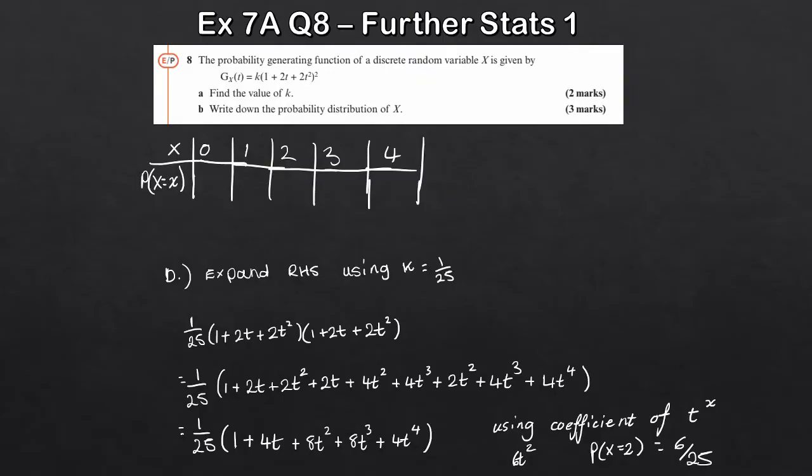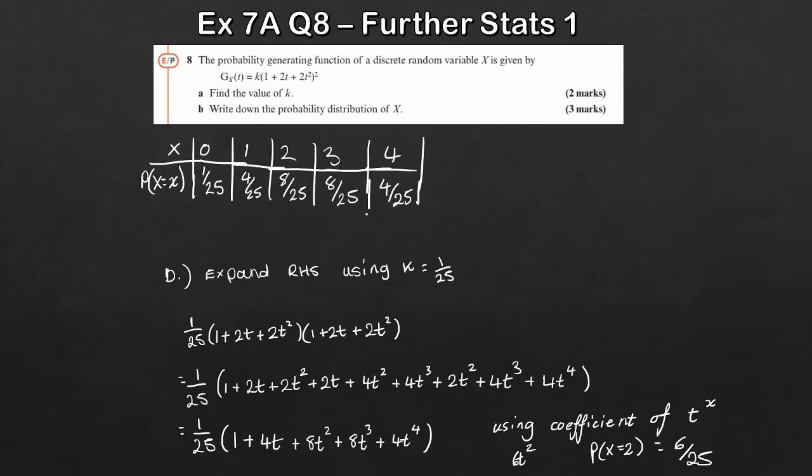Now, because it's just 1 here, there's no t with it, that'll just be 1 out of 25. I've got 1 here, so that matches with my t, so that'll just be 4 out of 25. Same again here, this is 8t squared, the one we were talking about before, so because it's 8, it'll be 8 out of 25. Same again, it's 8t cubed, 8 out of 25. And then finally the last one has to be 4 out of 25.